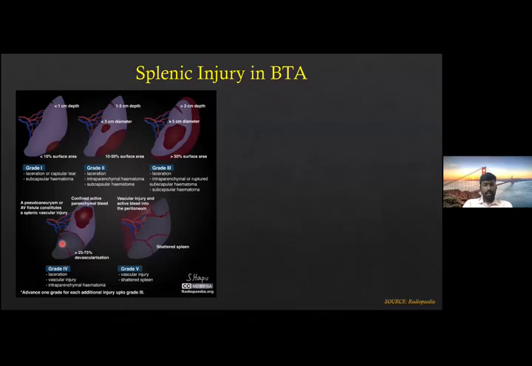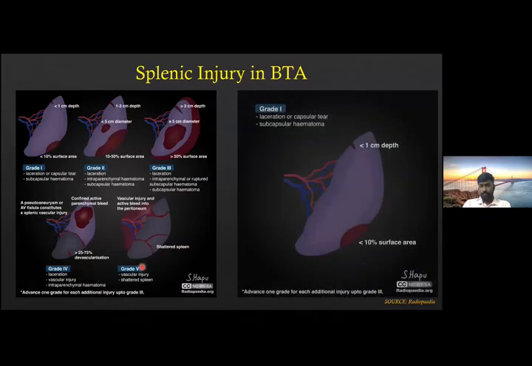Coming to the recent additions in the revised AAST grading, the presence of vascular injuries such as pseudoaneurysm, AV fistula, or an active extravasation contained by the splenic parenchyma is given a grade of grade 4. In addition, with the previous grading of more than 25 to 75% devascularization of the splenic parenchyma. And in addition, whenever these vascular injuries are not contained by the splenic capsule and there is active extravasation into the peritoneum, or when it is a shattered spleen, it is given a grade of 5.